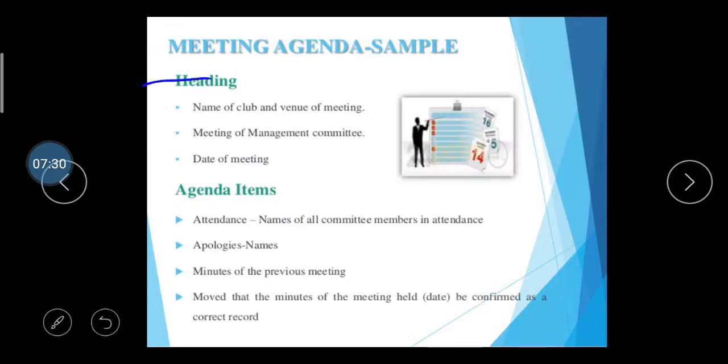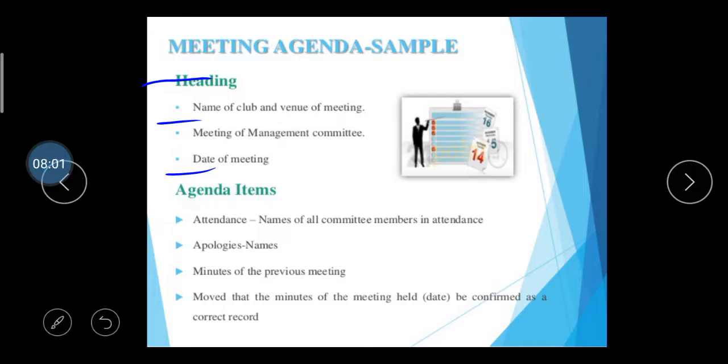Then after, meetings and agenda sample. Here you can see that first of all you have to write the heading. In the heading you have to consider the name of the club or company and the venue of the meeting. Then the meeting of the management committee, you have to mention the committee for which this meeting is arranged. Then the date of the meeting, on which date this meeting will be arranged.